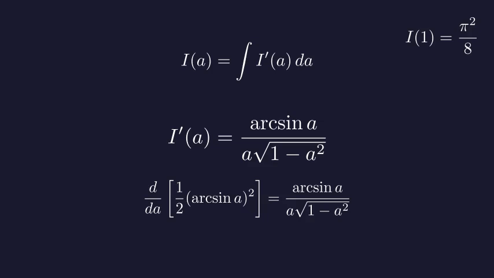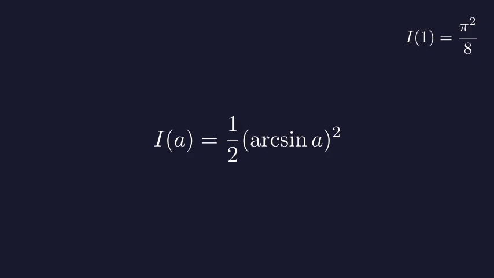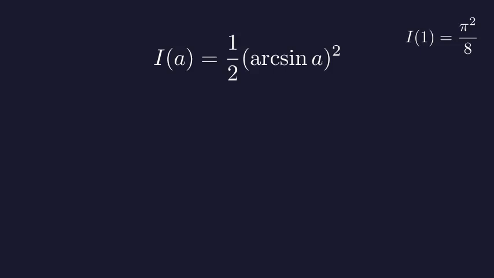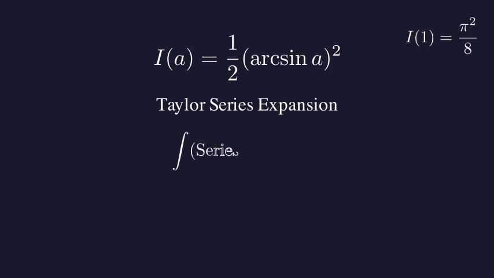This gives us a powerful equality. Our original integral equals 1/2 times the arcsine of a squared. Here is where the magic happens. We expand the arcsine using its Taylor series. When we integrate that series term by term, we generate a sum of fractions. Specifically, we generate the sum of the odd inverse squares.